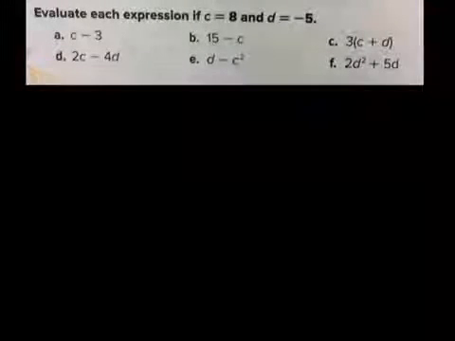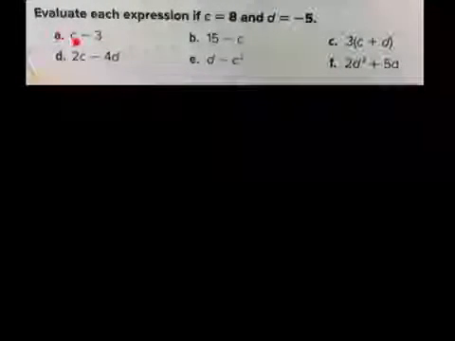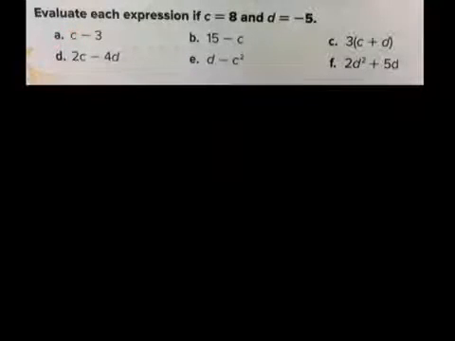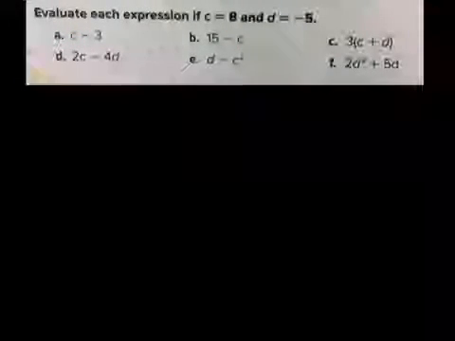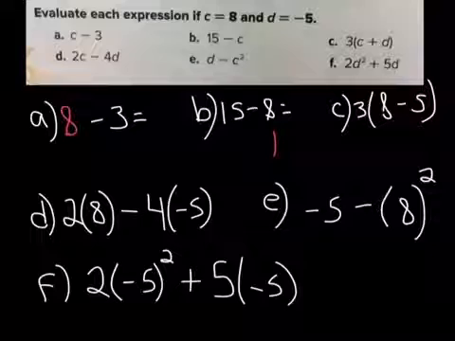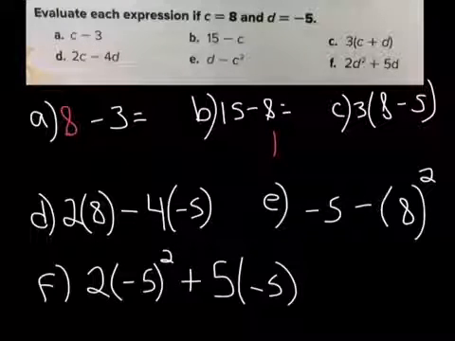What I'm going to do right now is replace the variable for each one, knowing that C is 8 and D is -5. Knowing that, I'm going to replace this C with 8, this C with 8, but I'm going to replace this D here with -5. So I'm going to do that to all of them. When you're done, you should have something that looks like this.